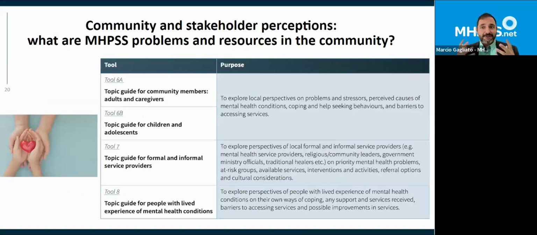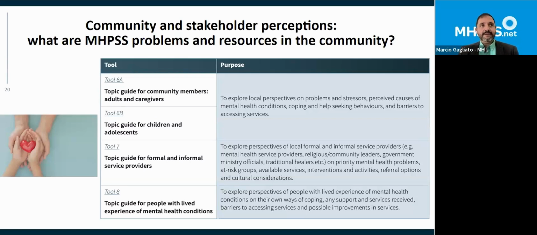This is another tool which I think is quite central as well, which is community stakeholder perceptions. What are the problems and resources in the community from the community perspective? It's really about why to use the community and stakeholders' point of view, how to interview, how to hold group discussions, and methodologies that can guide us in understanding their perception of what is happening from the community point of view.